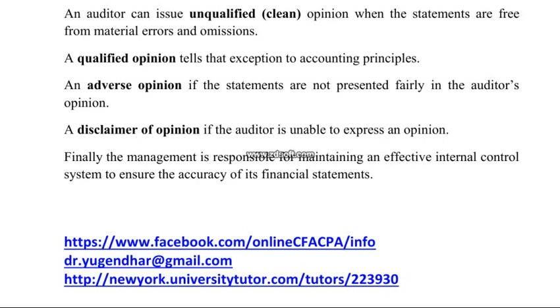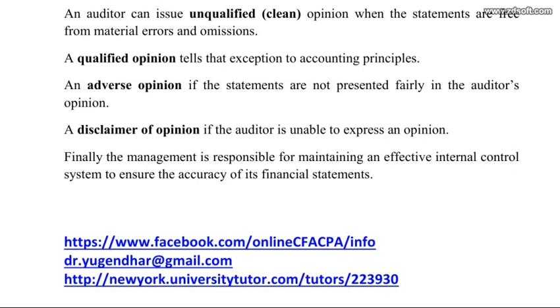Before the second one, I want to explain something about the first one. This is often referred to as a clean opinion. The second one is a qualified opinion. It tells us about exceptions to the accounting principles, meaning those financial statements are not prepared according to some of the accounting principles. A qualified opinion is one in which there are some exceptions.